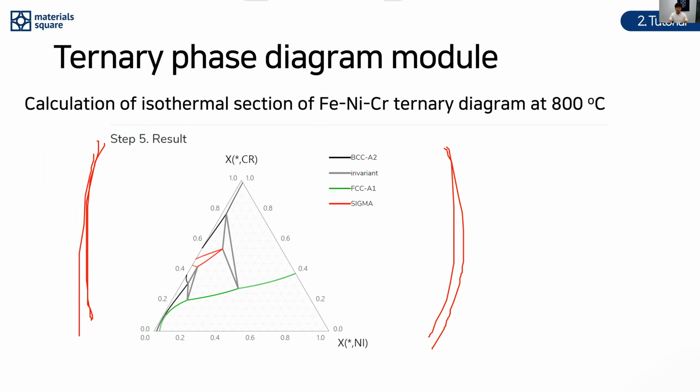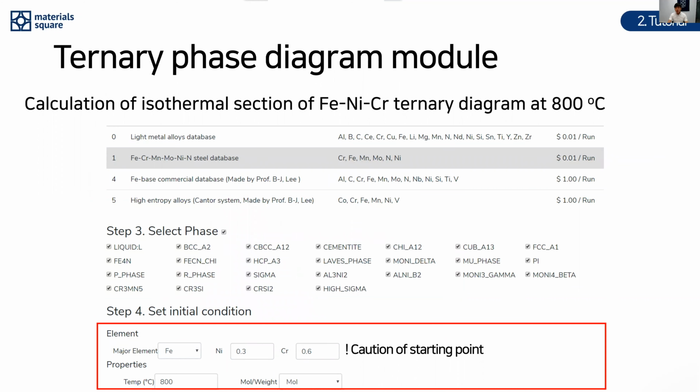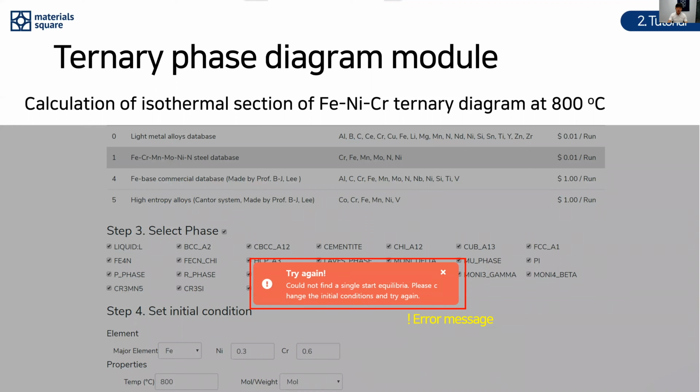So when using a ternary phase diagram module, there is something to keep in mind. You should be careful when putting start point. If you put this value and this value and click start job, maybe you see this message because you incorrectly entered a starting point for global minimization, you cannot obtain accurate ternary phase diagram. In addition, the error message can be present like this page. So I will explain this problem in more detail on the next page.